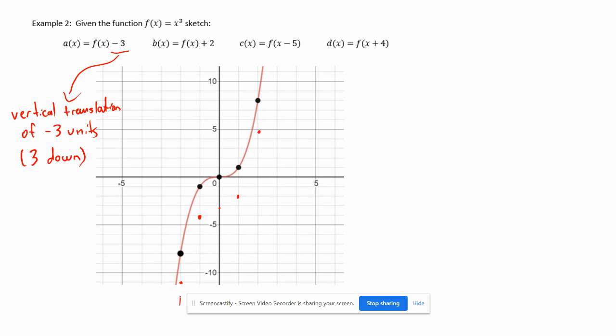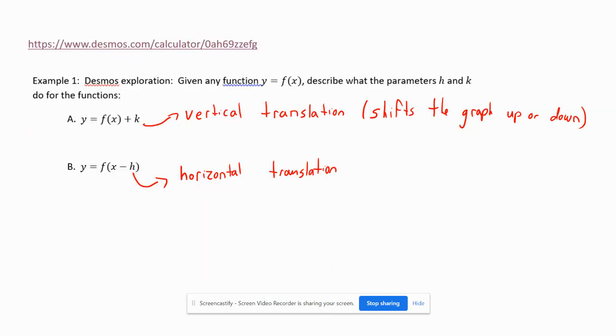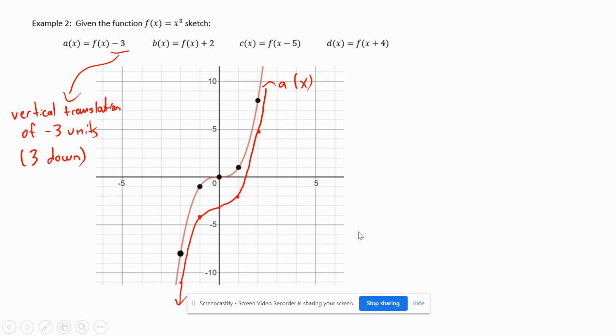Okay, so this graph is going to look like this guy over here. And I'm going to call this guy a of x, like this. Okay, all right, so what's f of x plus 2 going to do? This is going to be the same idea, except it's going to move our graph 2 units up. So this is a vertical translation of 2 units, which means 2 units up. So this point is going to come up to 10. This goes up to here, up to here, up to here. And this graph is going to be like this. And this is going to be our b of x graph.